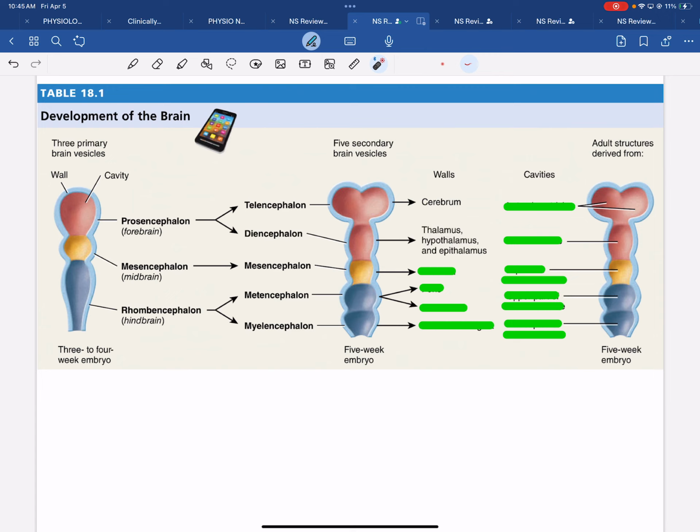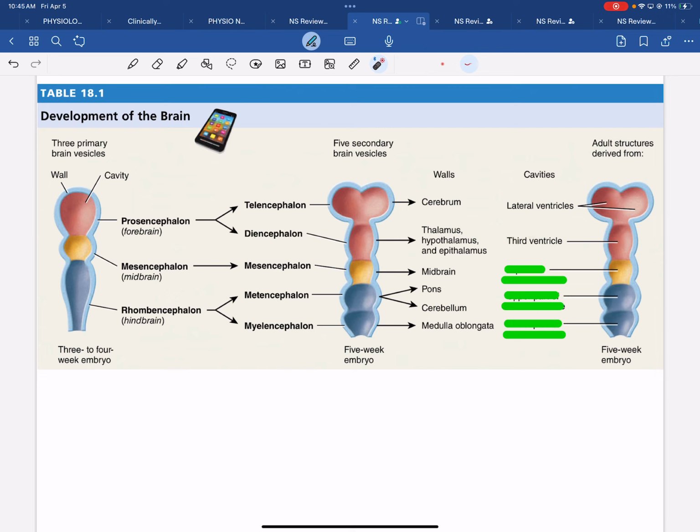What does the diencephalon form? Everything with thalamus. What about the mesencephalon? The midbrain. And the metencephalon turns into what? The pons and the cerebellum. And the myelencephalon turns into the medulla oblongata. Within the telencephalon, the cerebrum, which spaces are there? The lateral ventricles. And in the diencephalon, which space? The third ventricle.